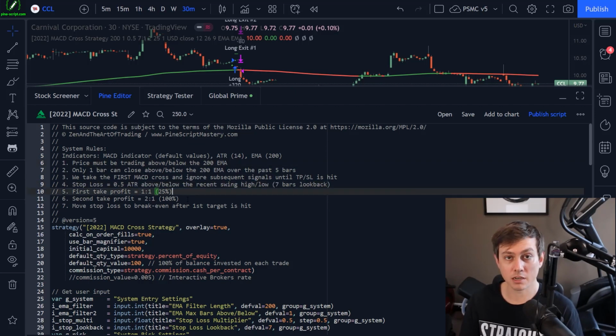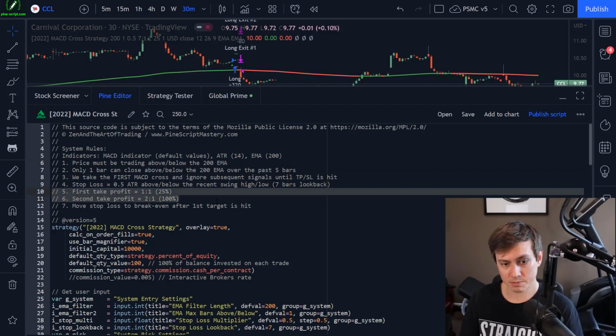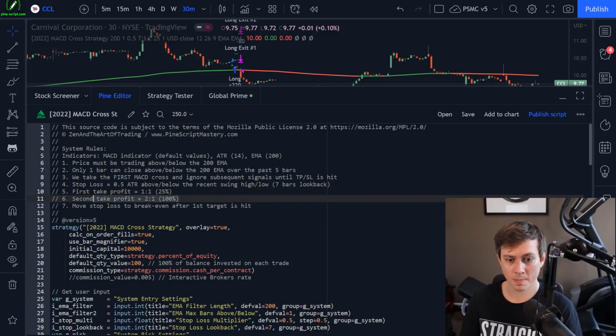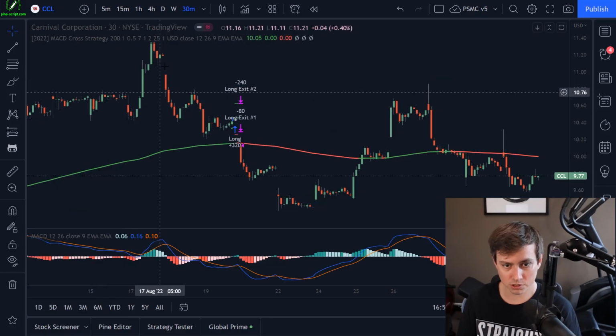We've also demonstrated, importantly, something I've never done before on my YouTube channel or in my courses for that matter: I've demonstrated how to take multiple targets in the strategy tester. So we've taken a partial position off at 1-to-1 and now a full position off at 2-to-1. I did include these as user inputs.